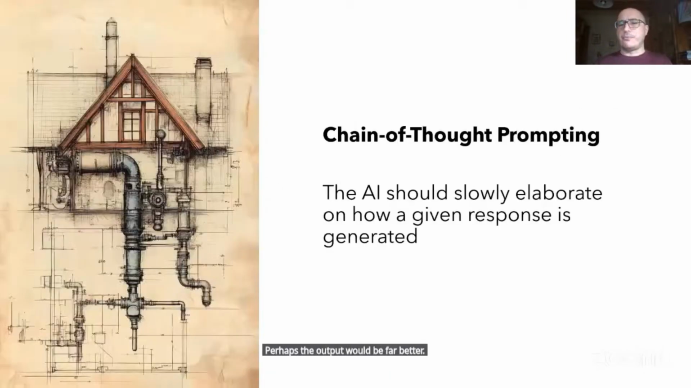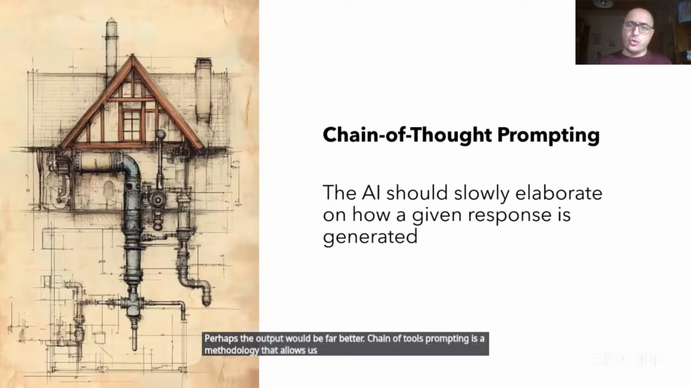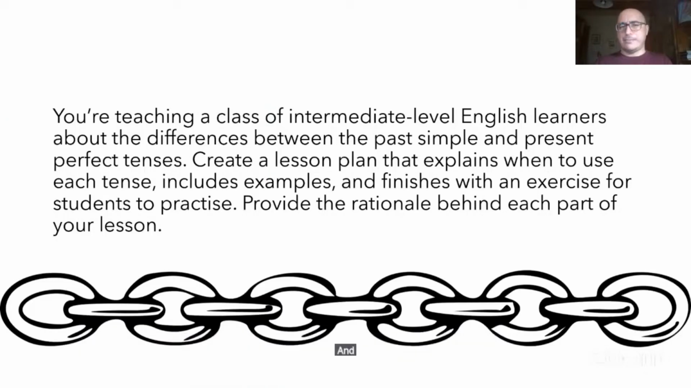Chain of thought prompting is a methodology that allows us to interact with the technology in such a way that the model can explain how a response is generated. And here I have an example. So we're not just telling the AI what to do. We're not just telling it what we want it to create. And obviously the prompt here can be as detailed as we want it to be.